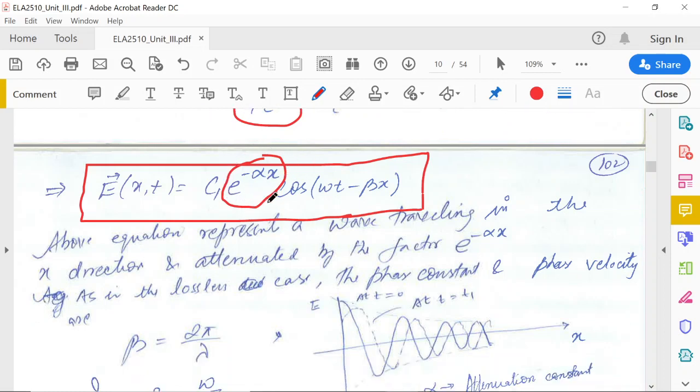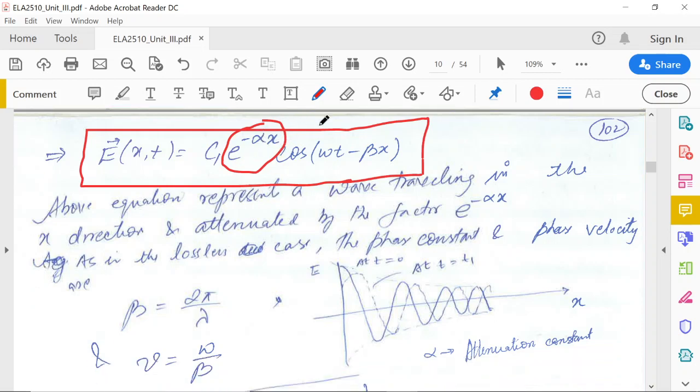So this is a real quantity, and if this quantity is less than 1, what will happen? This will decrease its value, that is, it will attenuate this signal. For example, if alpha is positive and you increase x, then this quantity will decrease. As you pass through the x distance, this factor will reduce further and you will have the attenuation.